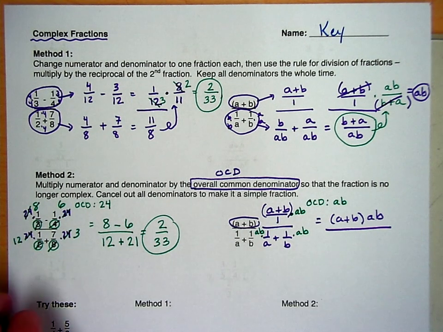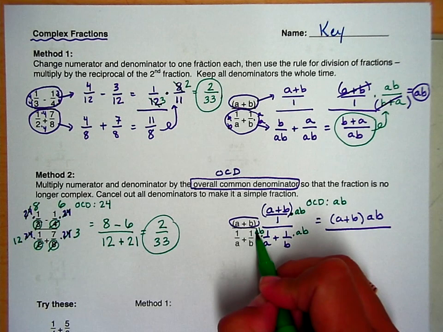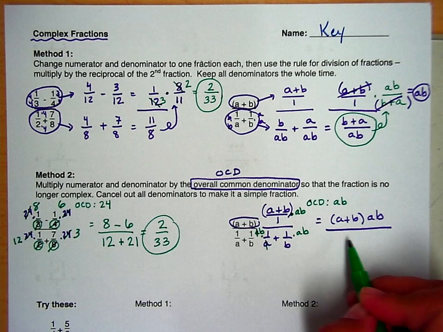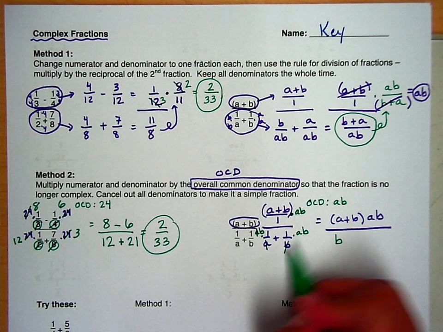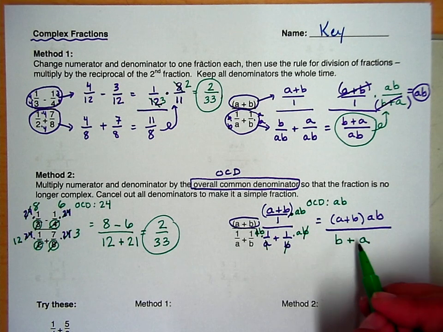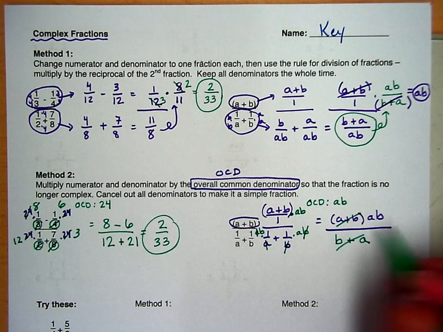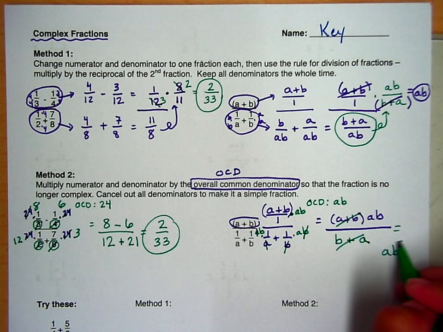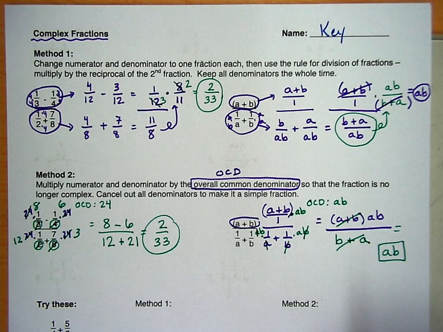Down here, though, things do cancel. So the A will cancel with this. B times 1 is B. The B will cancel here. 1 times A is just A. And then I have these two that are going to cancel out. And I just get AB.